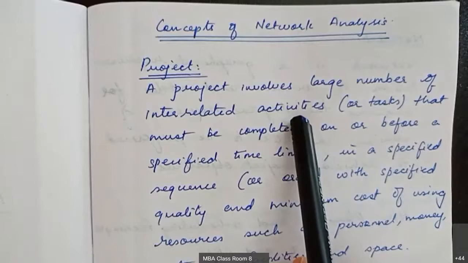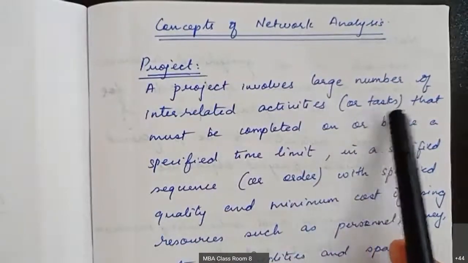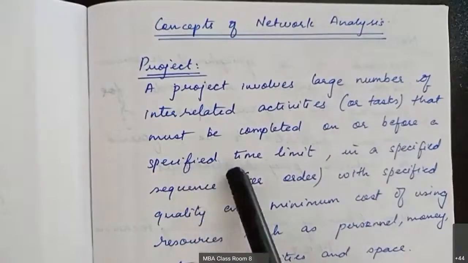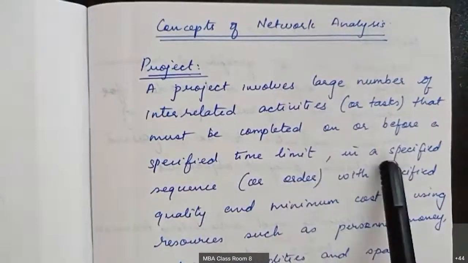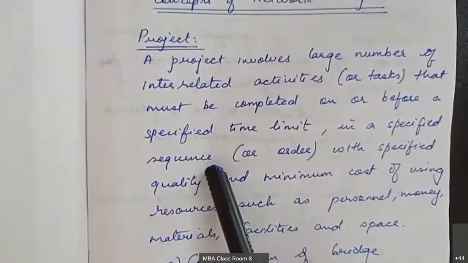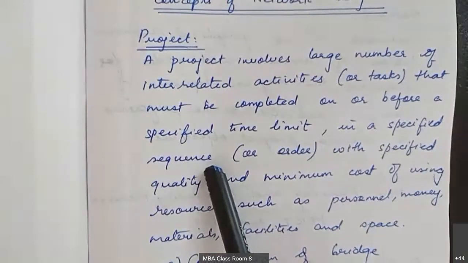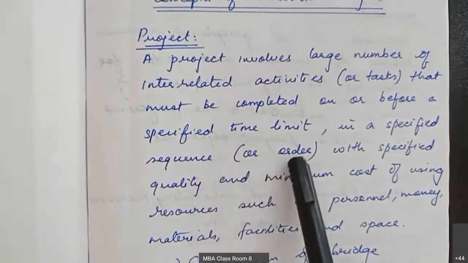Similarly, you will have different types of projects. For each project, you will have interrelated activities, also called tasks, that must be completed on or before a specified time limit, in a specified sequence. There is a specific sequence. You cannot do the last activity first and then go for the first activity. You have to first inspect the land for construction of a dam. There is a proper sequence that should be followed. Only in that sequence can we complete this project. Otherwise, the project will not be a success.